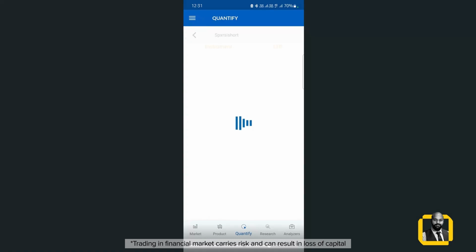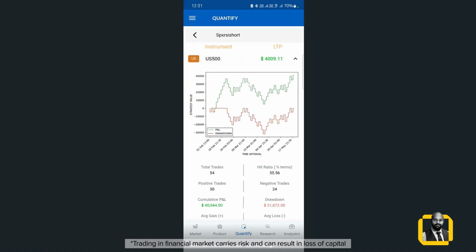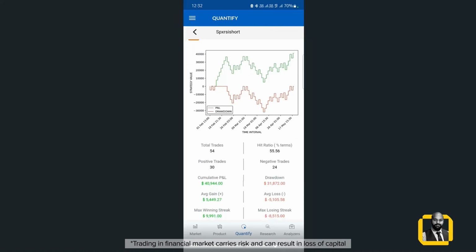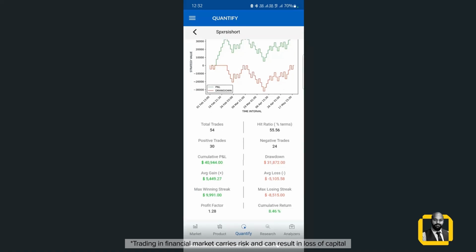Once you click on the backtest, it will go and show your performance for this particular trade. Now let's go into the strategy. Now you see the performance, if you had to follow the particular strategy, basically short selling whenever RSI is at 70% and above, which is the overbought region, and on a 30-minute time frame. We have got about 54 trades for the last 5 months. The hit ratio has been quite decent, 55%, with 30 positive trades and 24 negative trades.